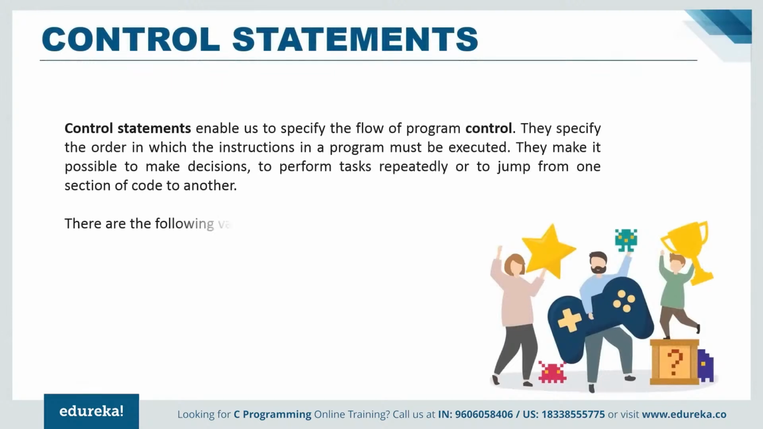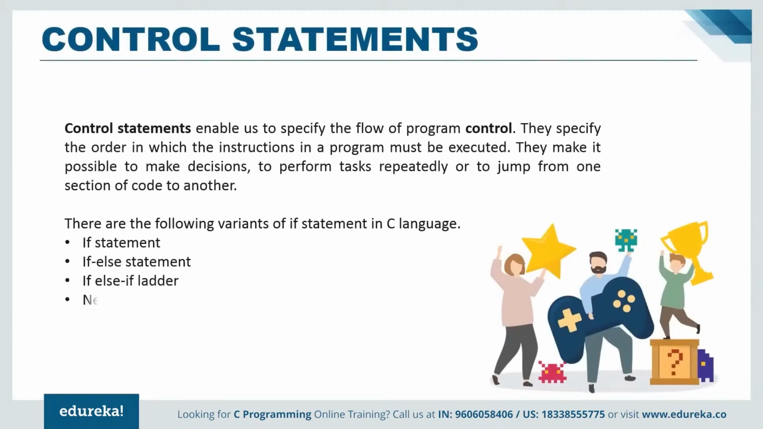Control statements enable us to specify the flow of program control. They specify the order in which the instructions in a program must be executed. They make it possible to make decisions, to perform tasks repeatedly, or to jump from one code segment to another. Let us understand this in a bit more detail.